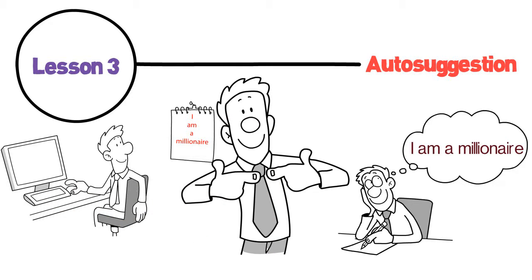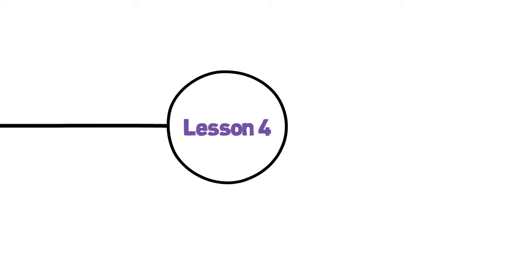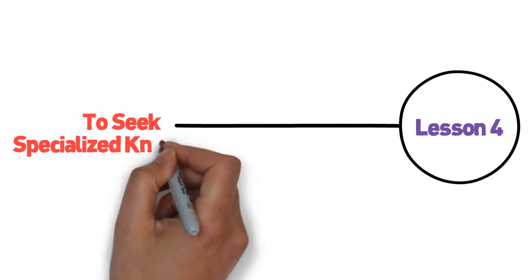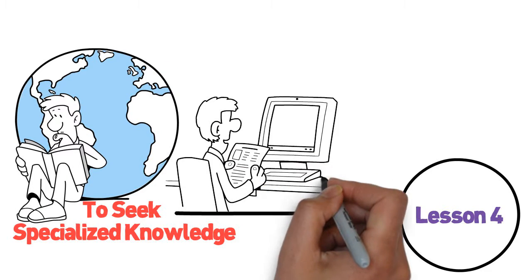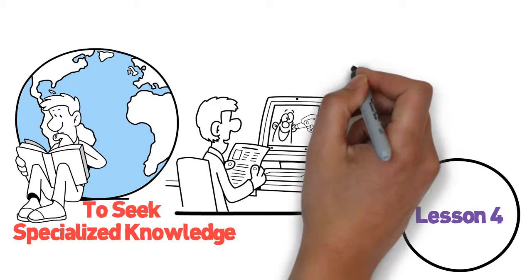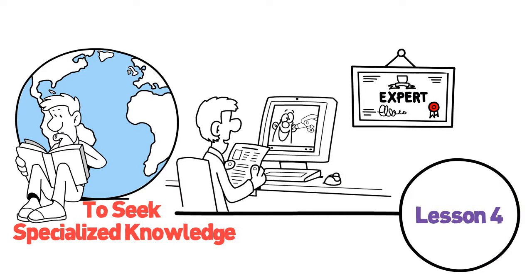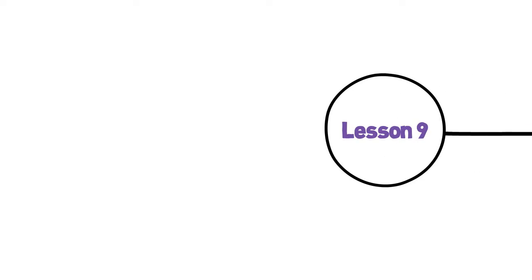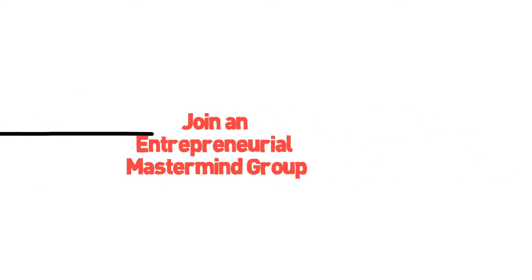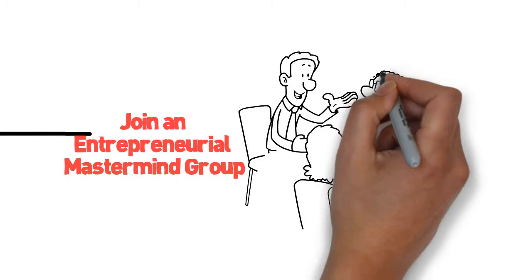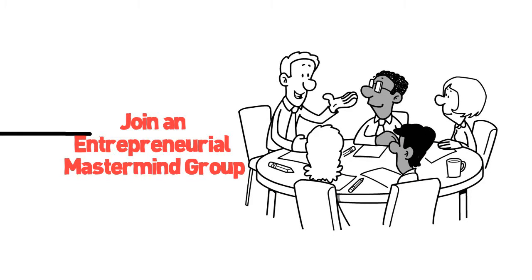Jake's next challenge was that he didn't have any knowledge of his industry. He therefore applied Lesson 4 to seek specialized knowledge. He read books, watched YouTube videos, and listened to podcasts, all in an effort to become an expert at selling computers to businesses. Furthermore, Jake jumped ahead and applied Lesson 9, which is to join an entrepreneurial mastermind group. Through this, Jake learned from other entrepreneurs' successes and failures.